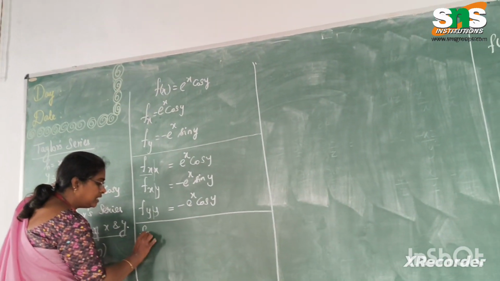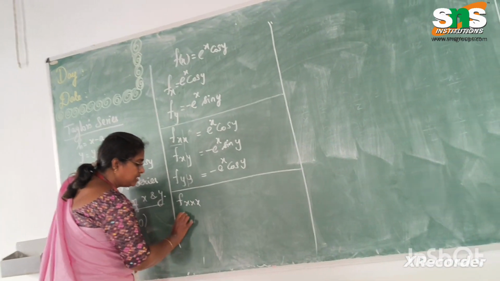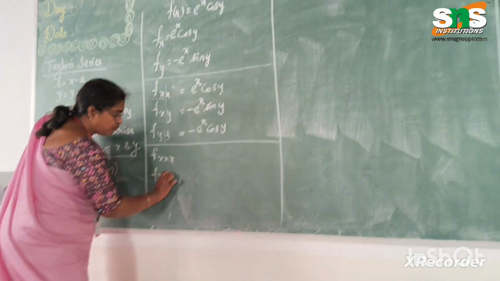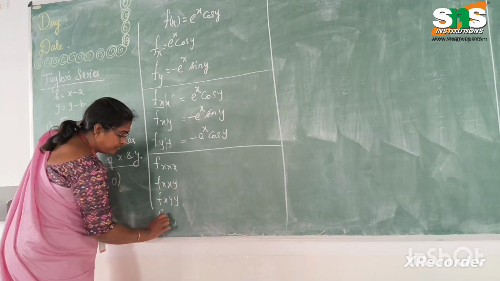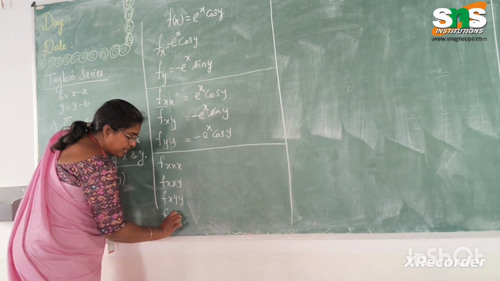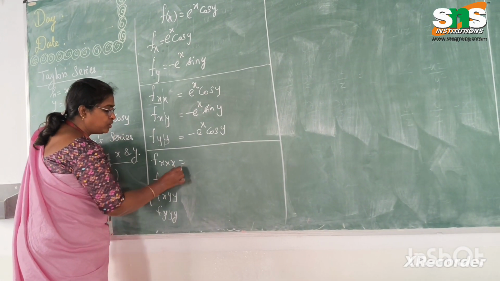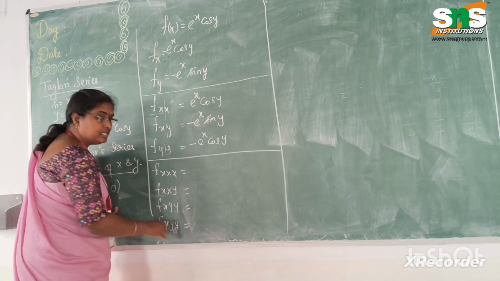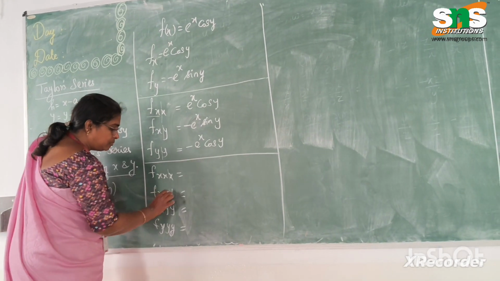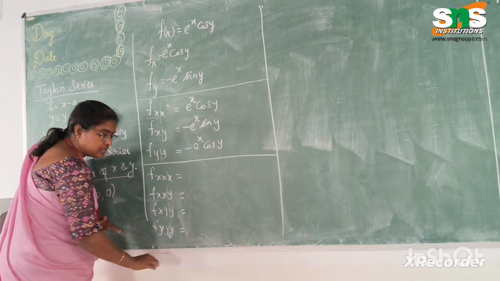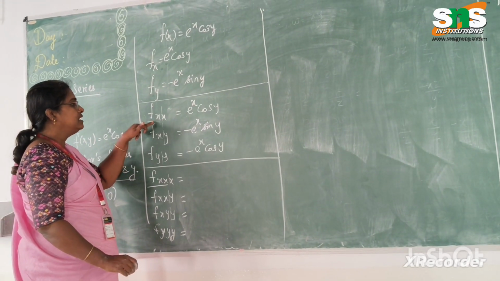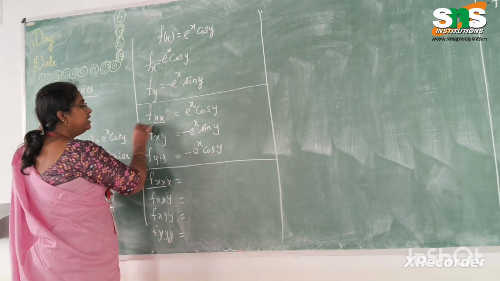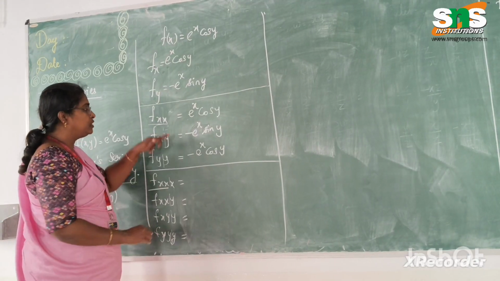Next, the third level: fxxx, fxxy, fxyy and fyyy. So these four we are going to calculate for the third degree. Again, separate the last one. Separating the last term means fxx. Take fxx and differentiate with respect to x.